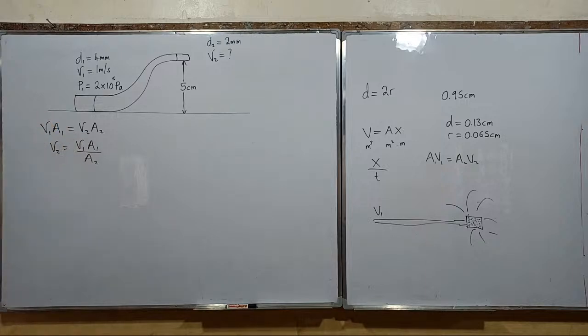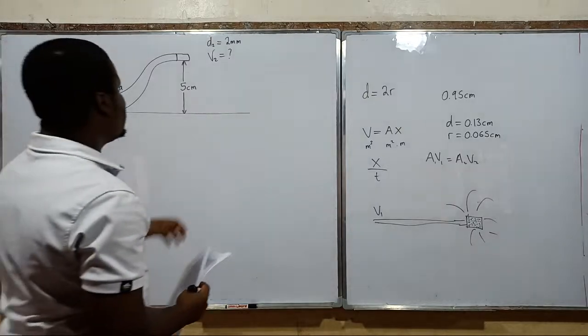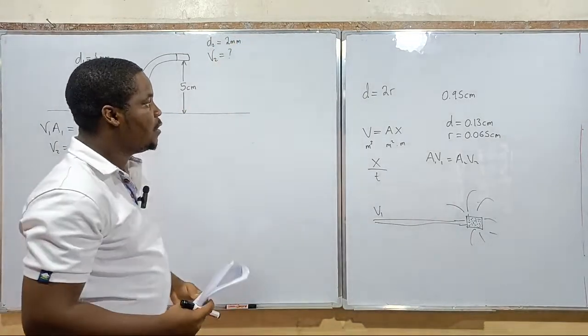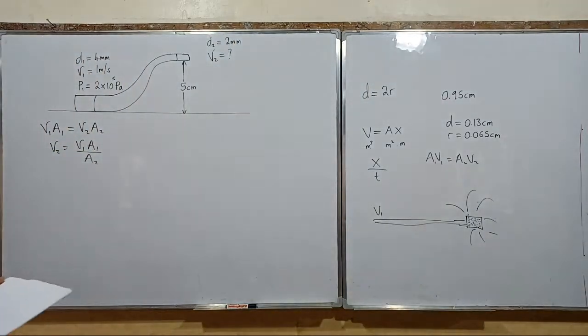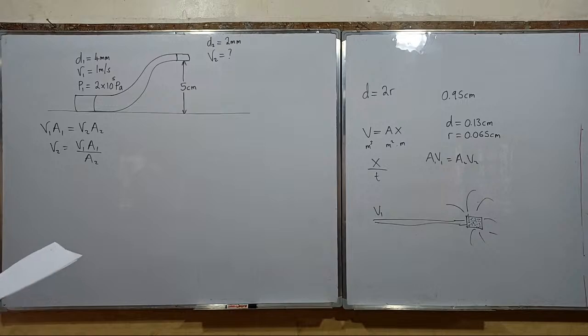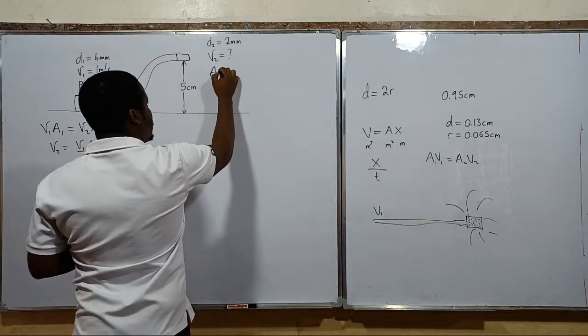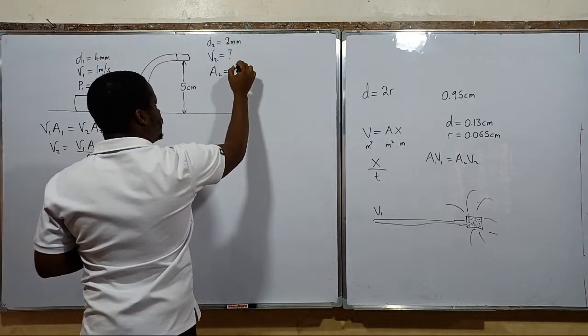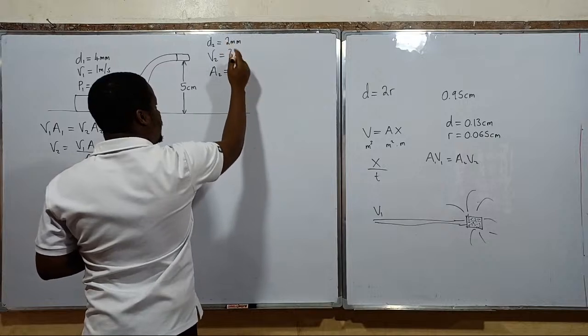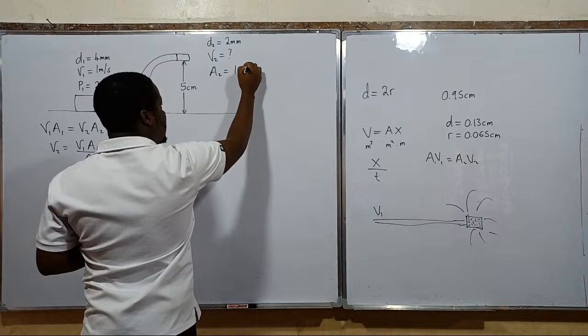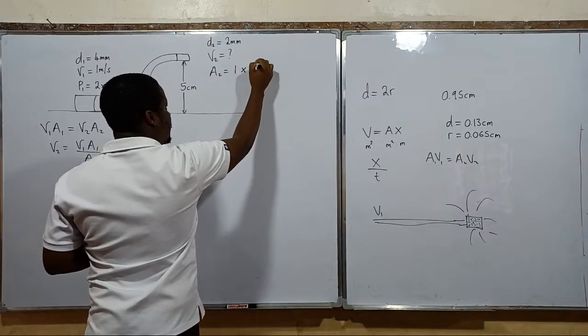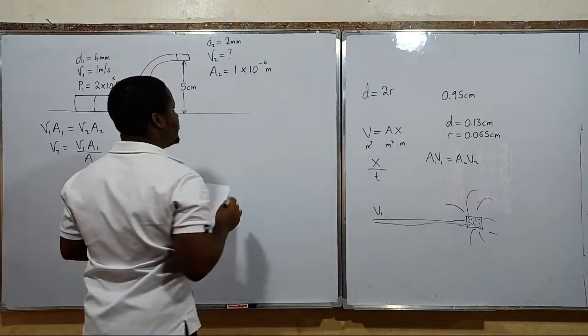So how do we find the areas? Remember, area is pi r squared. But we don't have r again. What we have is the diameter, and this time the diameter is given to us in millimeters. So how do we convert this diameter? To find area 2, we convert the diameter to radius. If the diameter is 2, then the radius is 1, times 10 to the power negative 6 meters.